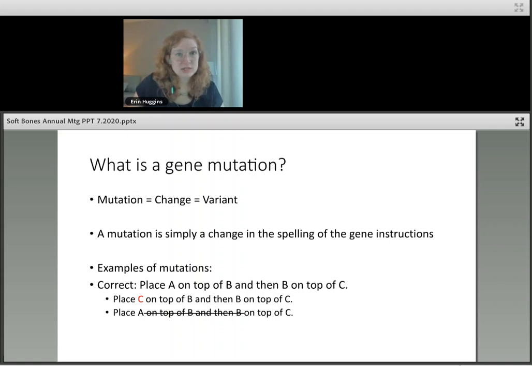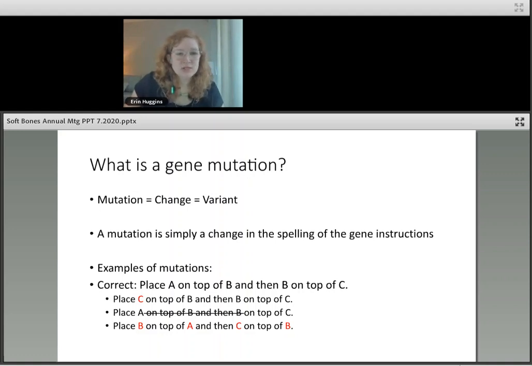You can also have deletions within a gene, so a deletion of a certain set of instructions. If you think about tearing a page out of an instruction manual, you're probably not going to be able to make your final project. With this deletion, the instruction now says place A on top of C. Now that instruction makes sense. Okay, I'll place A on top of C, but I'm not going to get the product that I'm supposed to get whenever I have that kind of mutation.